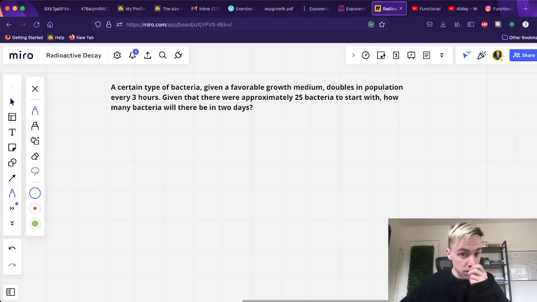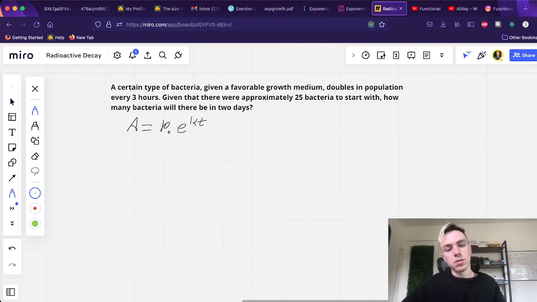Okay, so first of all, this is continuous growth because it's bacteria. It doesn't explicitly tell us that in the question, but we can assume that. So we're going to be using the formula A equals P naught, the initial amount, times e to the kt.